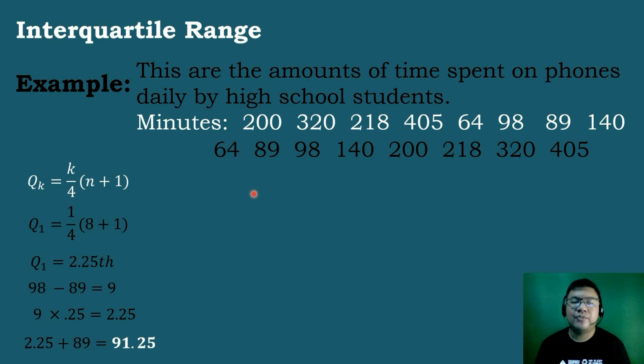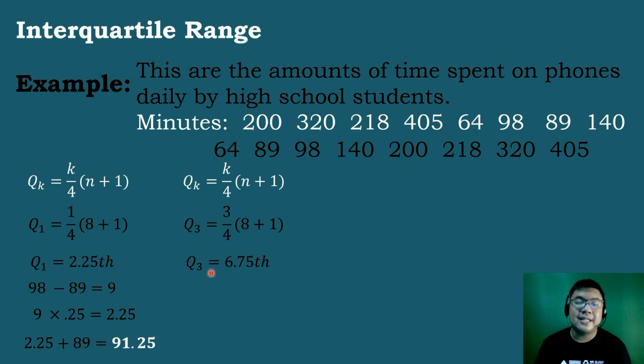Next, let's compute for the value of quartile 3. Using the same formula, this time k will be equal to 3. So Q3 is equal to 3/4 times the quantity 8 plus 1, which is 9. Then 9 times 3 is 27, and 27 divided by 4 is equal to 6.75. So quartile 3 is somewhere in between the 6th and the 7th number.